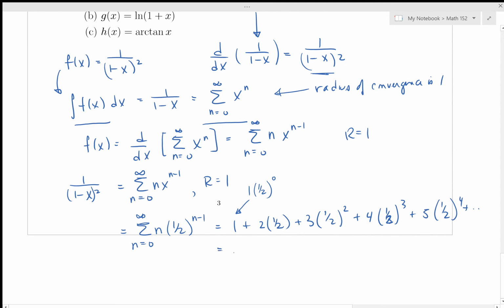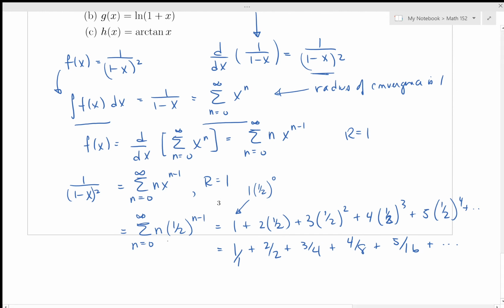Maybe this looks like this: 1 plus 1 plus 3/4 plus 4/8 plus 5/16 and so on. So follow the pattern: 1 over 1, with 1 2 3 4 5 in the numerator and 1 2 4 8 16 in the denominator. If I was asking myself what this adds up to, I would be kind of stuck, really, looking here.